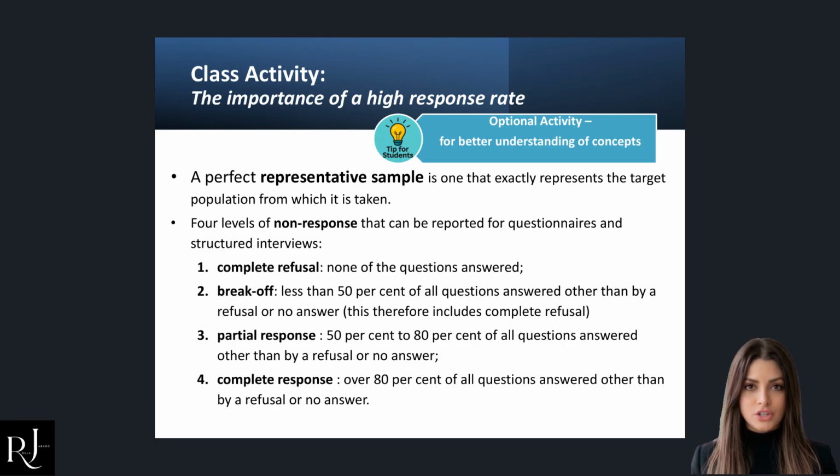of the questions. Third, partial response, between 50 and 80%. For instance, in an online survey about consumer preferences for a new product, a respondent might fill out most of the form but skip some optional questions, giving a partial response. And finally, complete response, where over 80% of the questions are answered. In a mail-in survey about local tourism, a tourist who fills out almost all the questions about their experiences in the area provides a complete response.